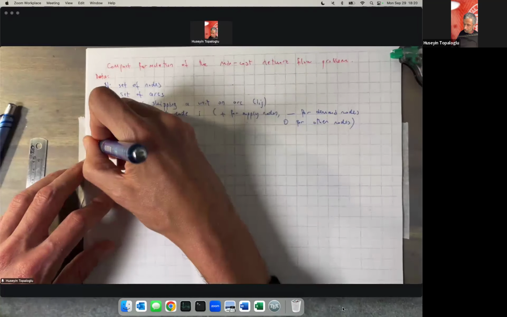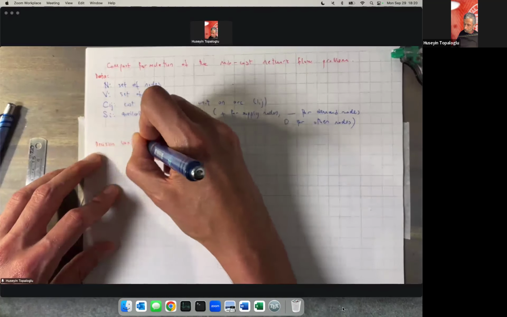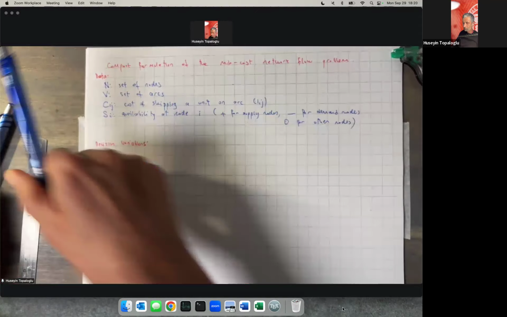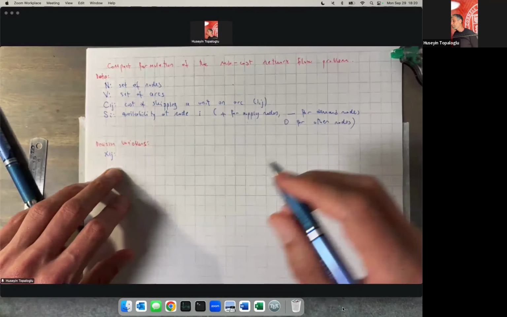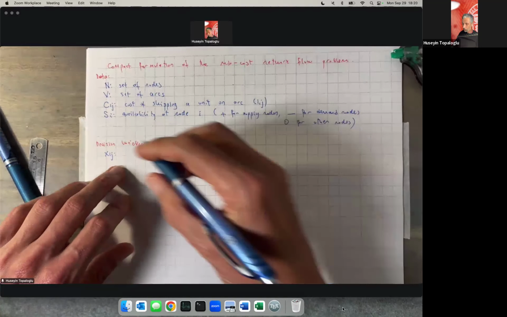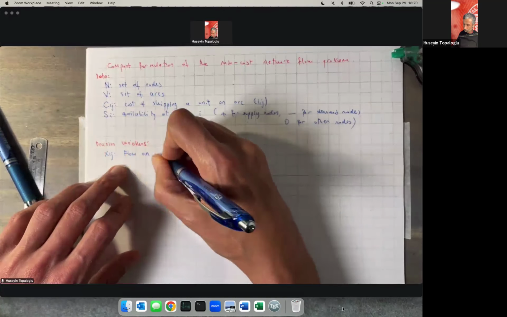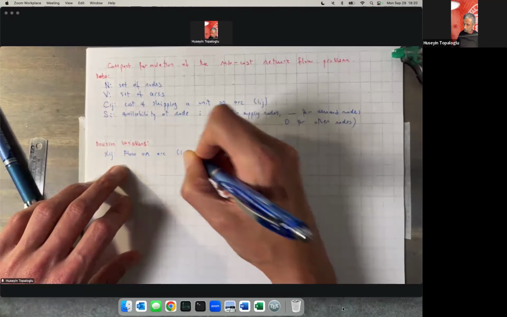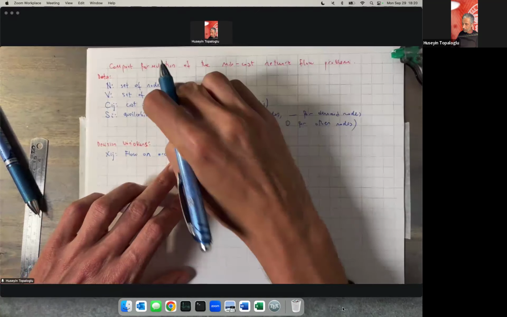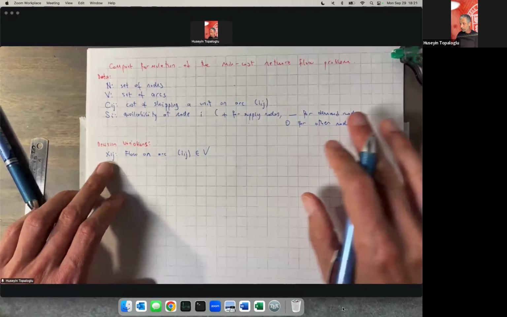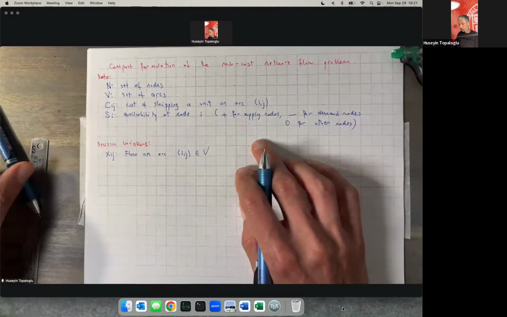What are our decision variables? That is x_ij, flow on arc ij. And for every arc ij in my arc set, I have a decision variable x_ij.